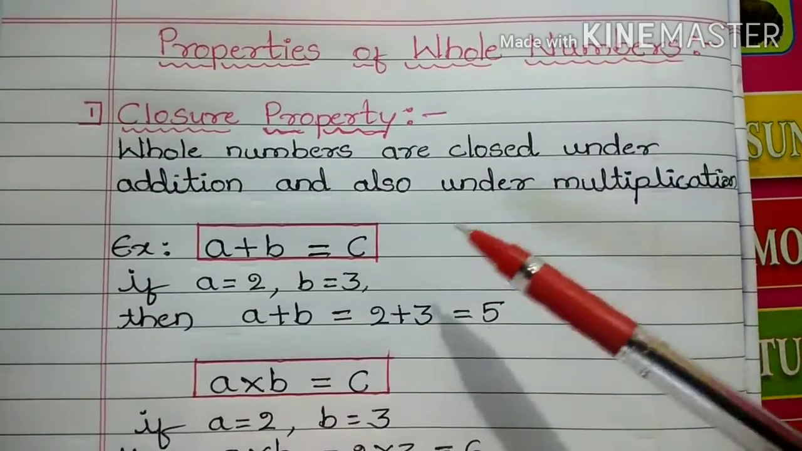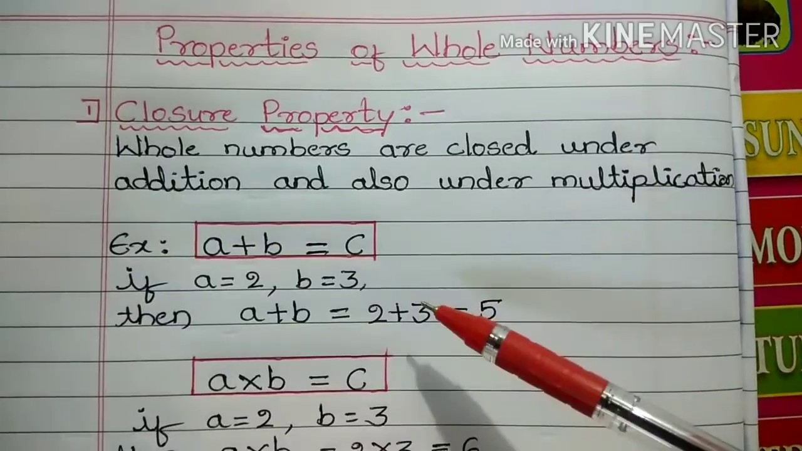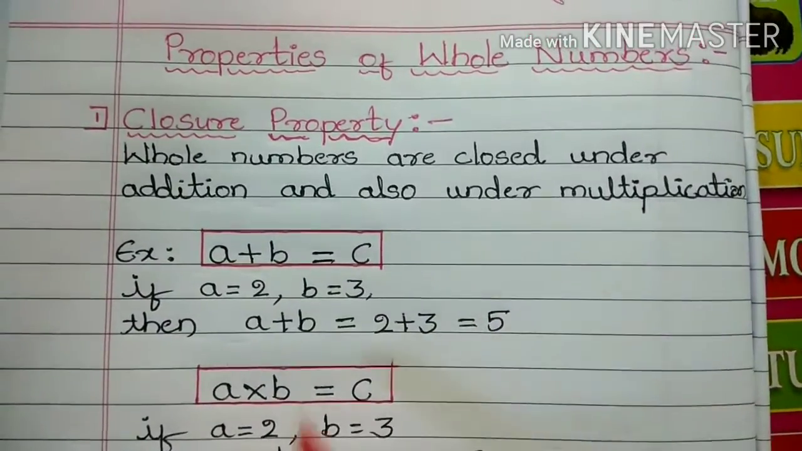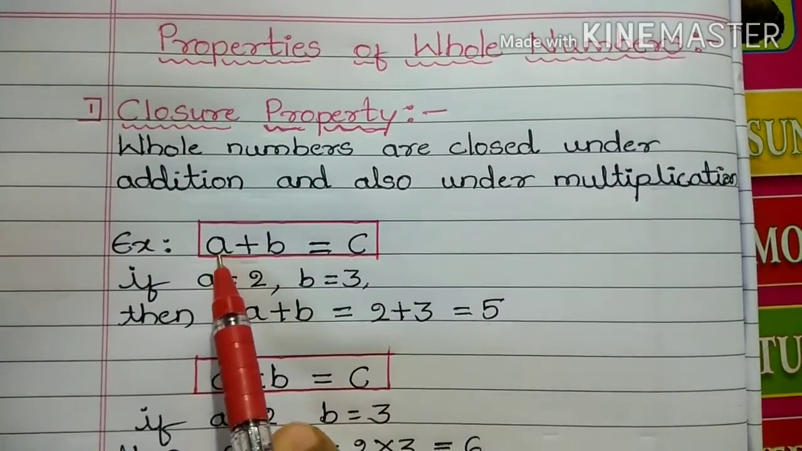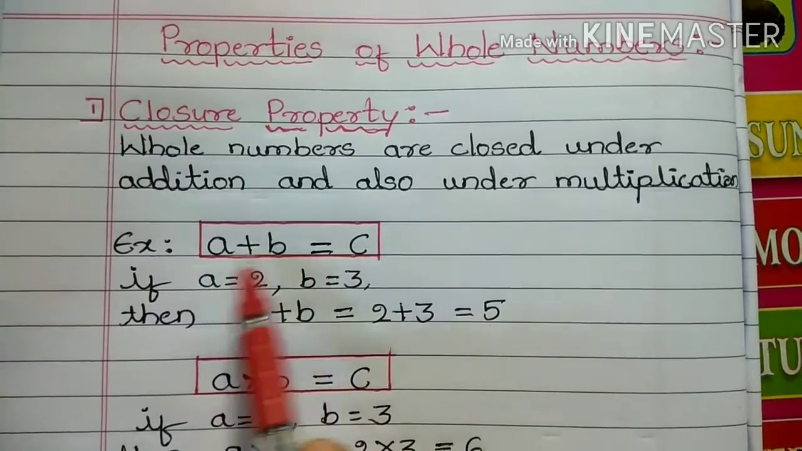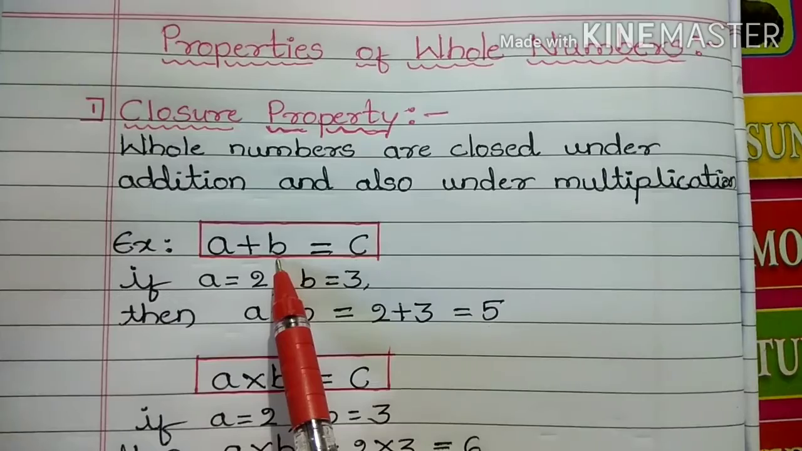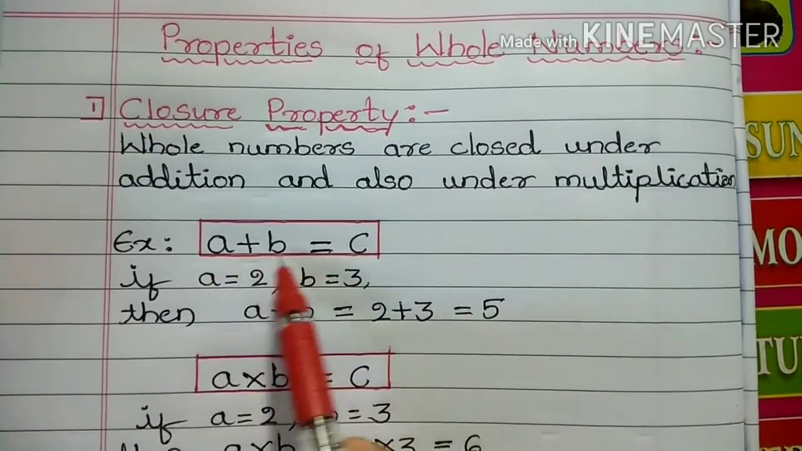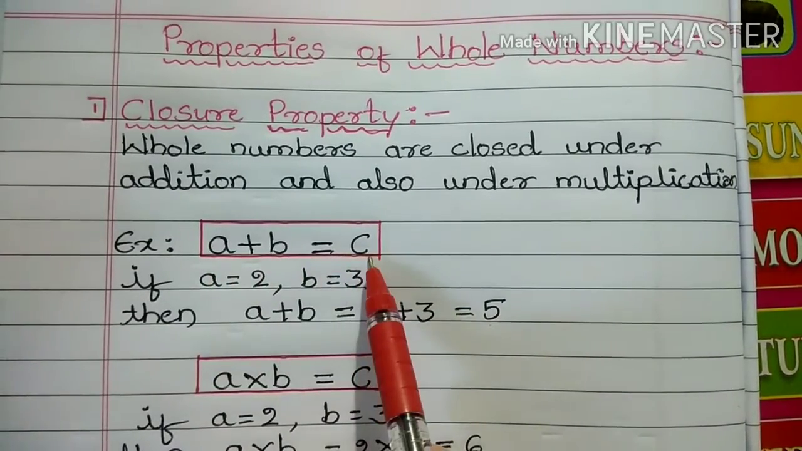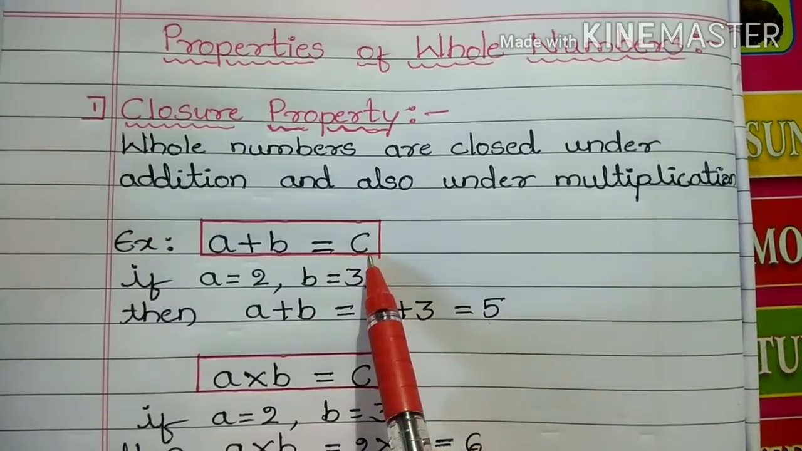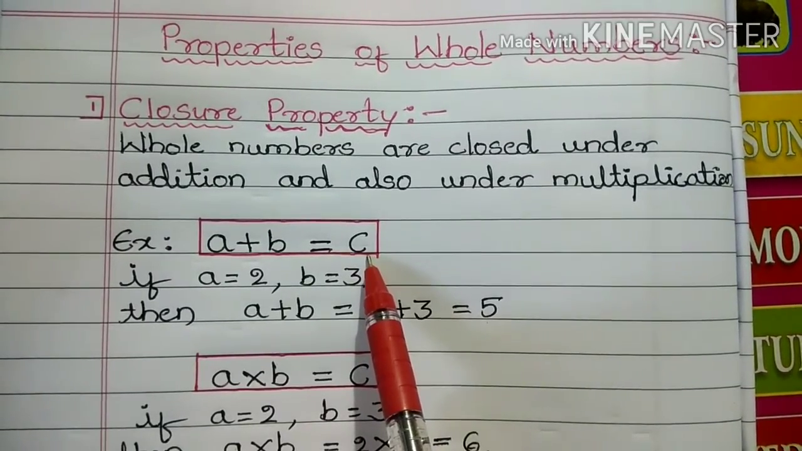Okay. So what do you mean by closure property? Consider A and B as two whole numbers. When we add these two whole numbers, we will get a whole number. So this is the closure property.